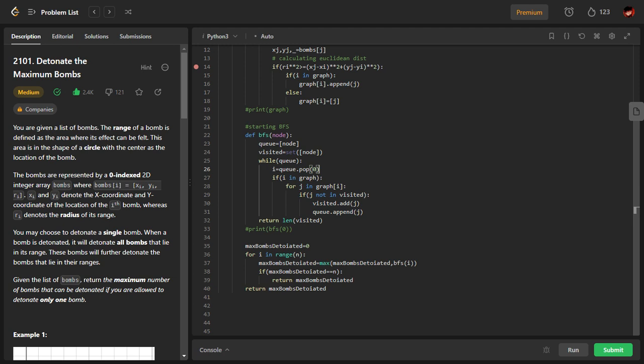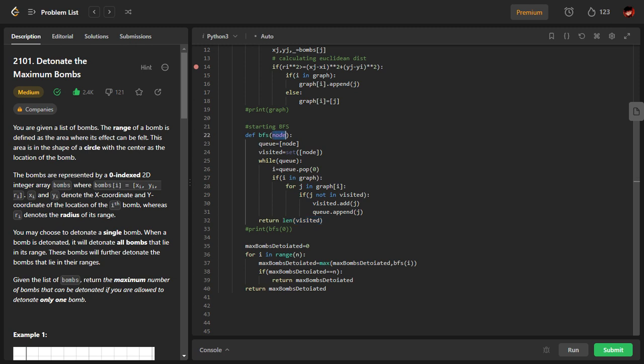But one thing you will understand is that once we do the whole BFS traversal, this visited set will have all those nodes which will be impacted when I blast this particular node. So the length of the visited set will tell me how many bombs will be blasted if I start with blasting this particular node.